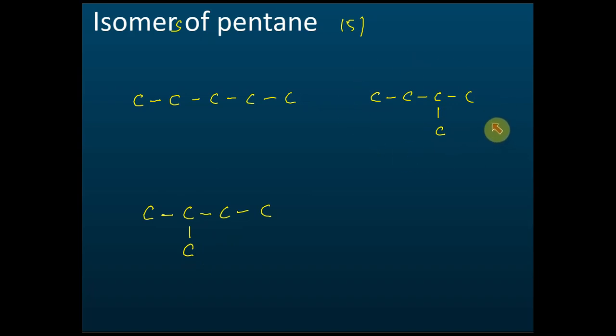A lot of students make this mistake. They give this and then they give this. Then marks are deducted. So this is not the third isomer. Okay, so we erase it.